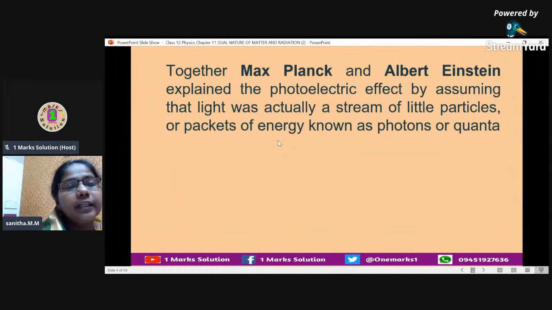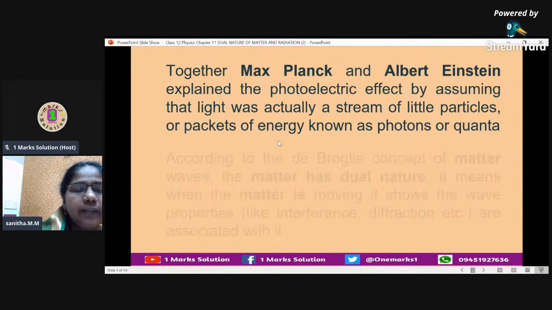You can see that together Max Planck and the great scientist Albert Einstein explained the main phenomenon, the photoelectric effect, by assuming that light was actually a stream of little particles or packets of energy known as photons or quanta. That means the packets of energy, we'll call them photons, as well as quanta, and the equation for that is E equal to h nu. That is a very, very important thing.